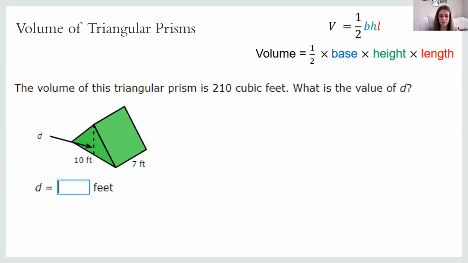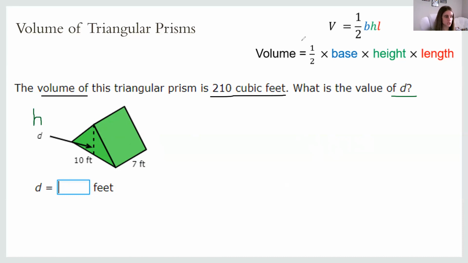We have one final problem. The volume of this triangular prism is 210 cubic feet. What is the value of D? What are we being asked to find here? One of our side lengths. Yeah, we're given the volume. We're told that our volume is 210 cubic feet. And we want to find the value of D, which just so happens to be our height.